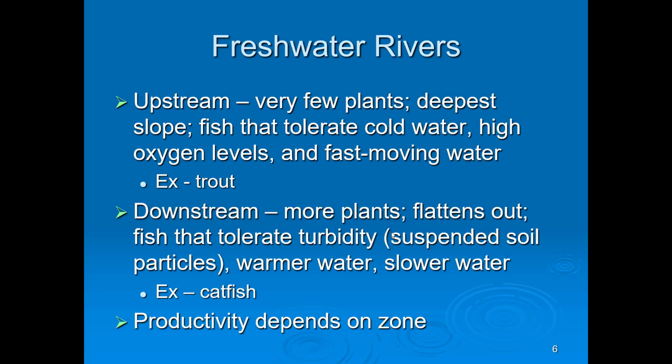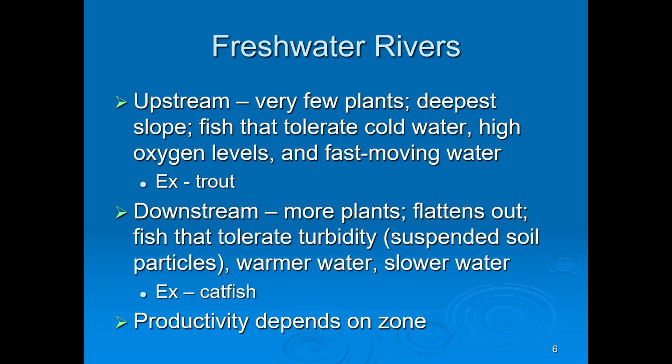Okay, so these aren't the zones. This is just me saying some things in general about the biota. I'm going to tell you what the zones are here in just a minute. So upstream, you have very few plants. It's got the deepest slope. That means it's got the highest tilt. So the water there is moving very fast. Because it's moving very fast and tumbling a lot, it has a lot of oxygen in it. It's also usually pretty cold because if you're up high, it's colder.